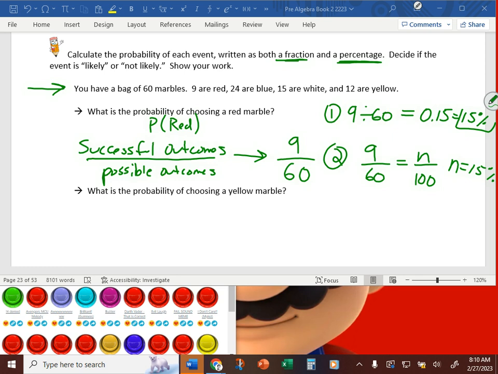What is the probability of choosing a yellow marble? Which, again, if you were to see this on a math test, it would be P yellow. That just means the probability of what you want to happen. This is how the CON uses it too.